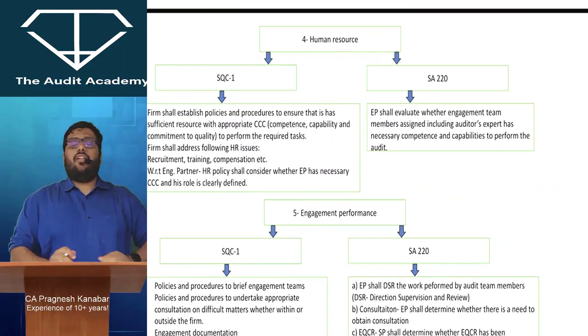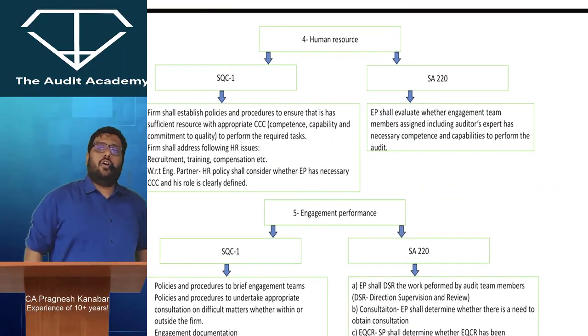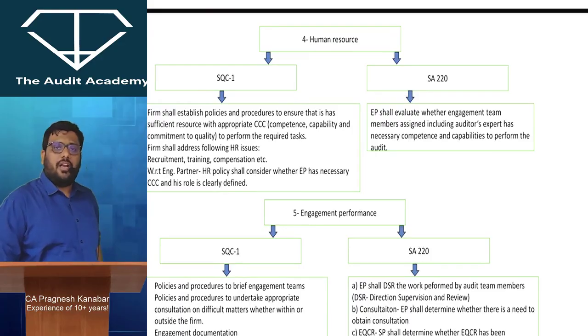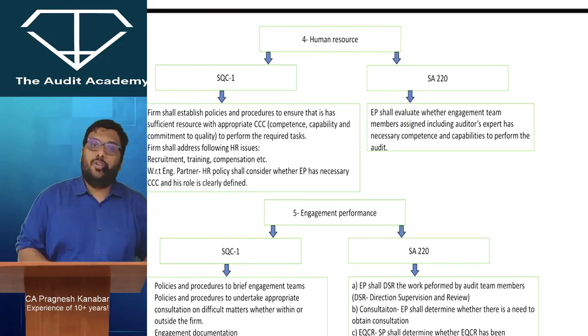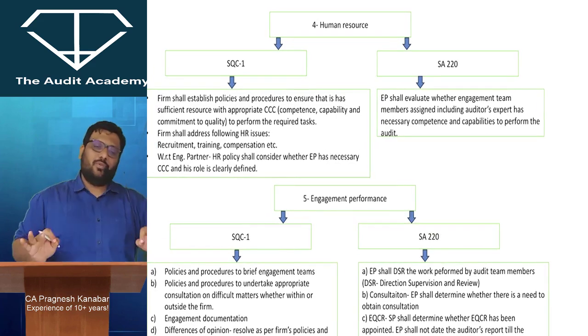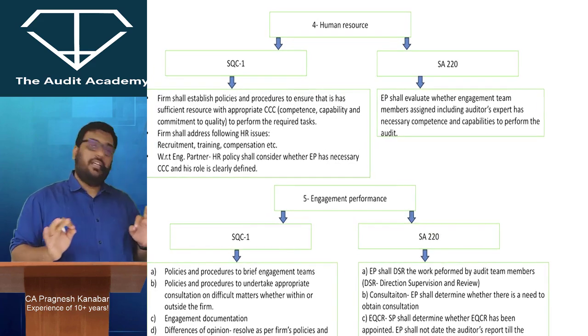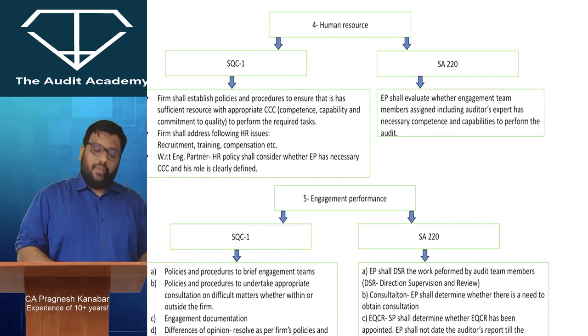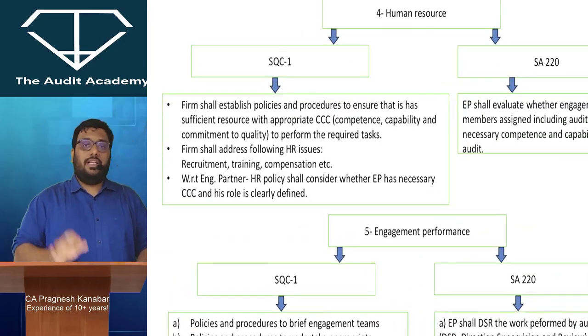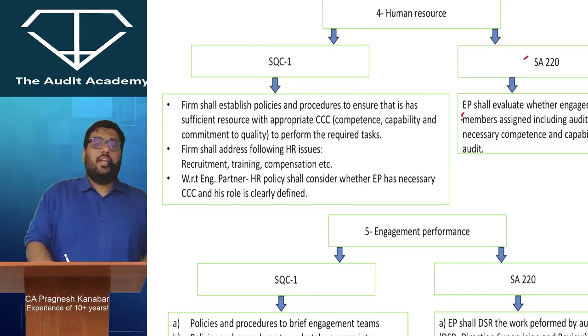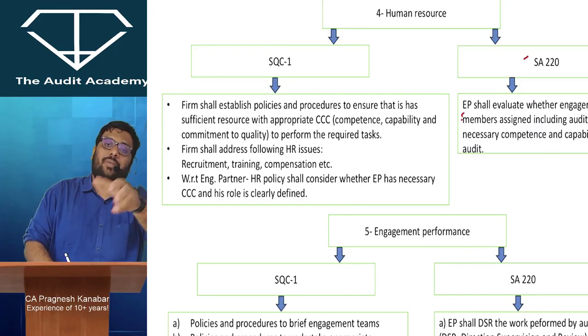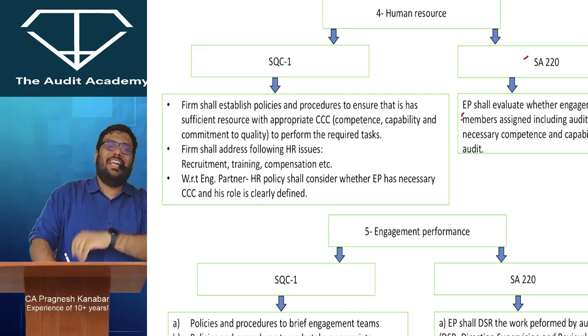Yes. L for leadership responsibilities, E for ethical requirements, A for acceptance and continuance, then H for human resource. When it comes to human resource, I will wind up this point in about 60 to 90 seconds. There is no point in ISA 220, just one line, which is why I've written it here. Why? Because every engagement team will not have its own human resource department. The human resource department will be common for the entire firm, right?